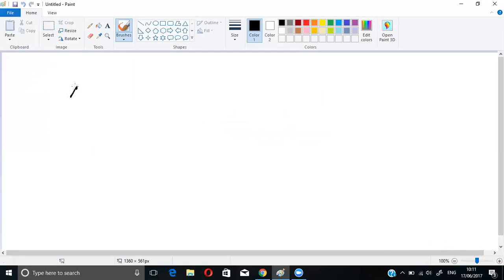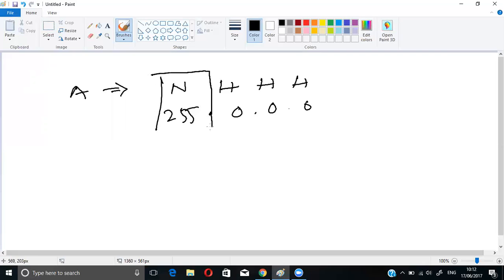Now if it is class A, how many will they have? They will have 1 network and 3 hosts. So that's what it will be coming as 255.0.0.0. Is that clear? So this is the network and these are the hosts. Fine. Is that clear?